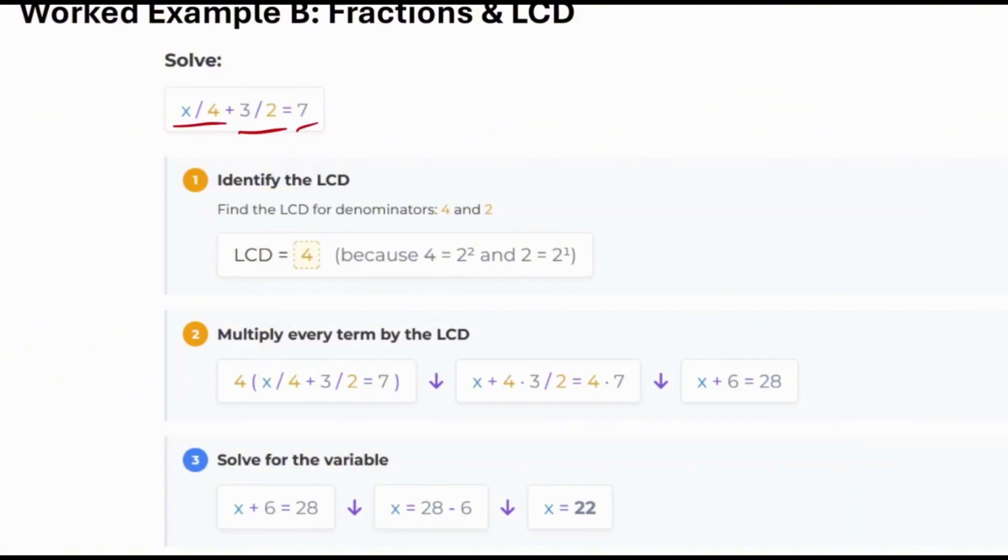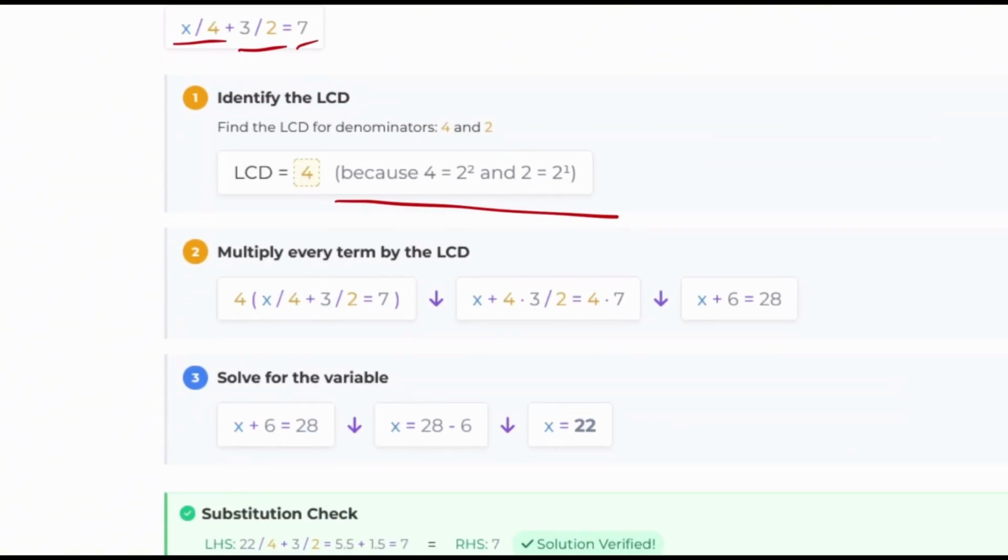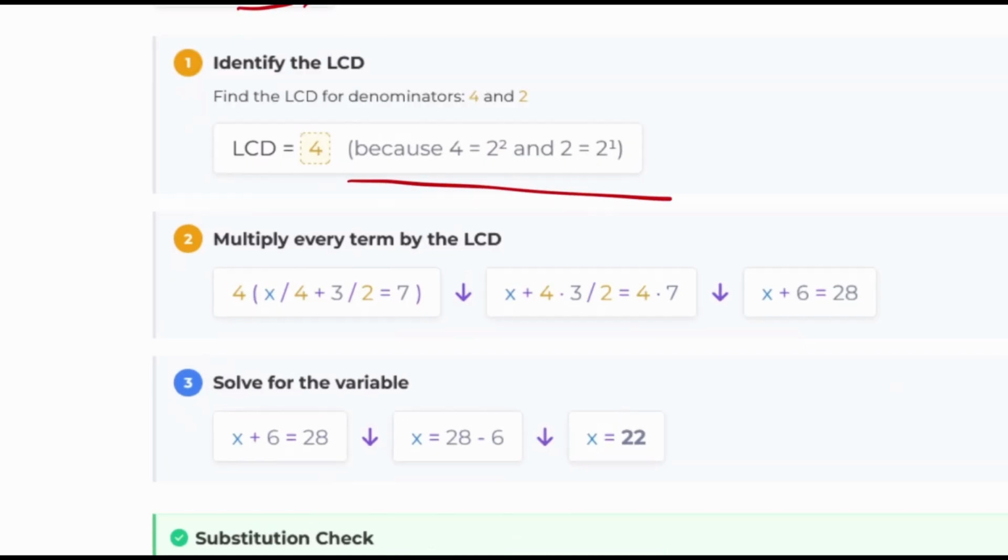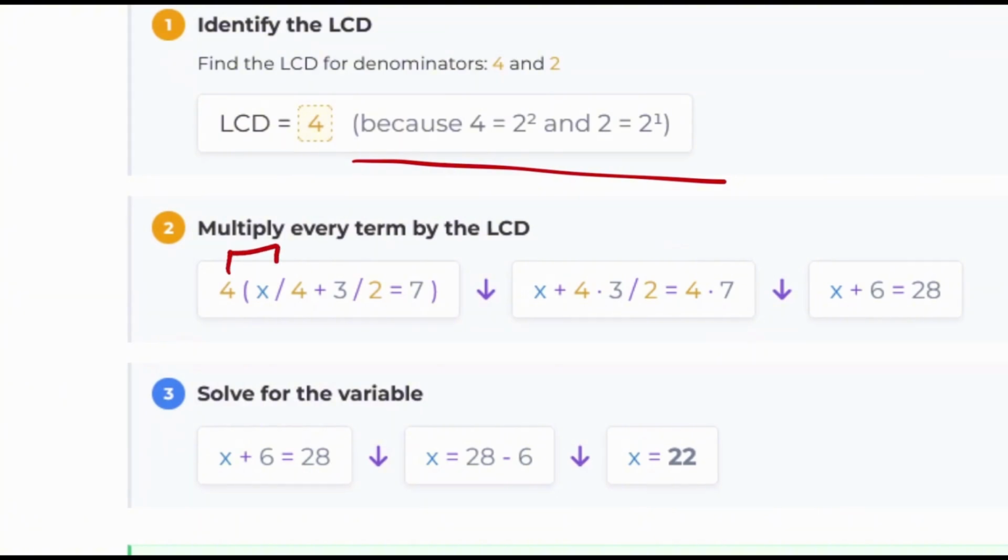So as you can see over here, we just explained why that LCD is 4. So right now, I have to multiply the left side by 4, right side by 4. If I do that, 4 should be multiplied by x over 4. 4 and 4 are going to cancel each other, so we do have x. And also 4 should be multiplied by 3 over 2. So 4 times 3 is 12, divided by 2 is 6. So x plus 6 is equal to what? 7 times 4 itself. So I do have 28.